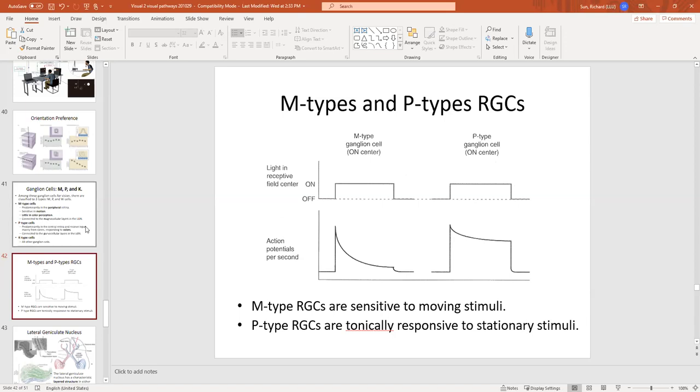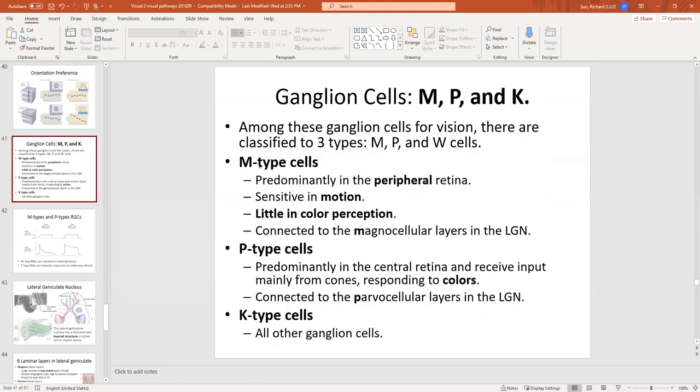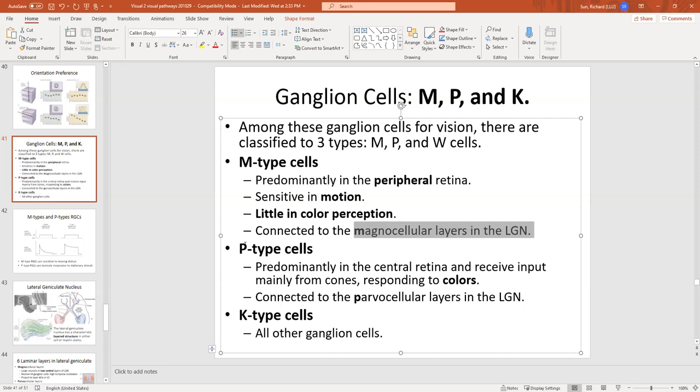They then project into the LGN. These retinal ganglion cells project into the LGN. The LGN has six layers. The ventral two layers are called the magnocellular layers. These two receive signal from the M type. So M type goes to the magnocellular layer in the LGN. P type projects into the parvocellular layer of the LGN. So P to P, M to M. That's very easy to understand.